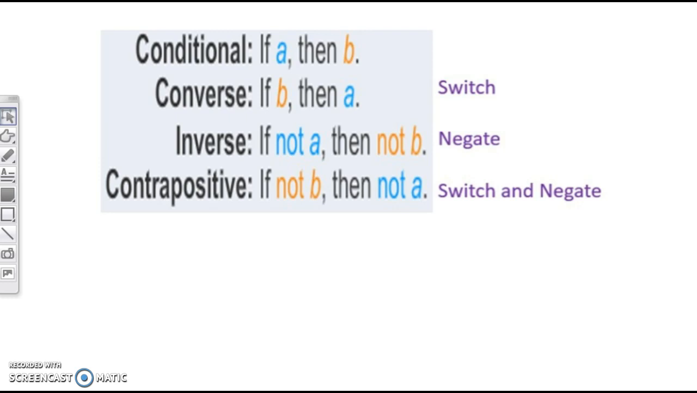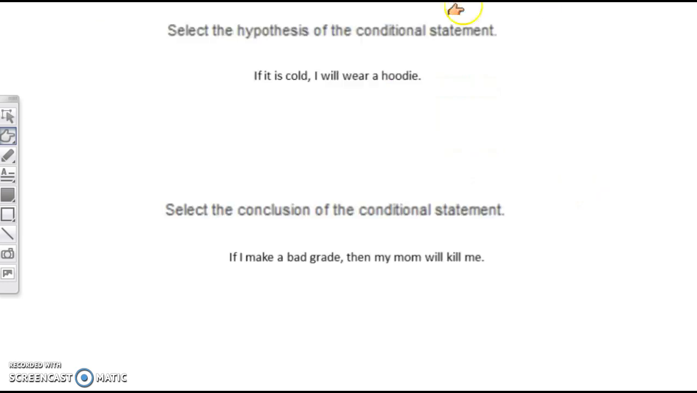Okay, so before we get into quiz questions, I just wanted to throw this up here. You do need to know this, alright? A conditional statement says if A, then B. The converse of that is when you switch the order: if B, then A. The inverse is when you negate it, so if not A, then not B. And the contrapositive says if not B, then not A. You switch and negate. So we might be referring back to that pretty often.